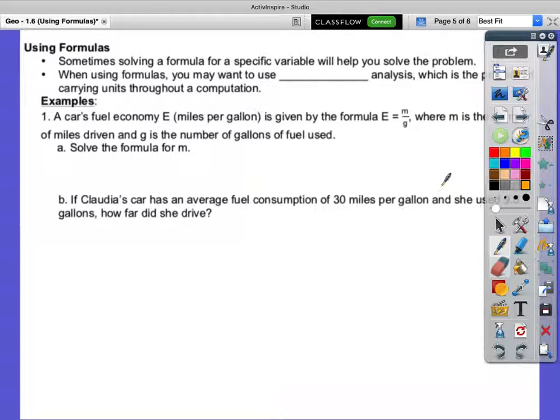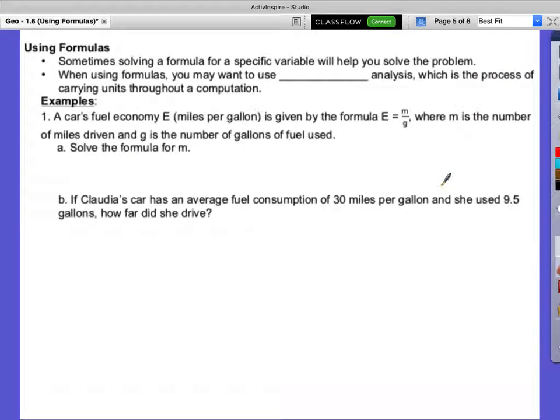Okay. So, using formulas, sometimes solving a formula for a specific variable will help you solve the problem. We'll start to see why we're doing this. We'll apply it a little bit here. We're going to skip this part for now. Okay, we're gonna use some examples of using this.